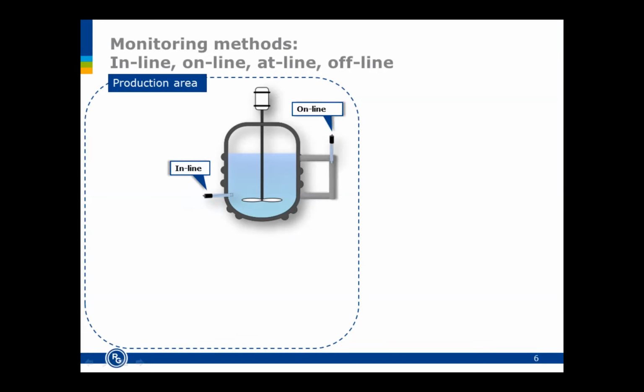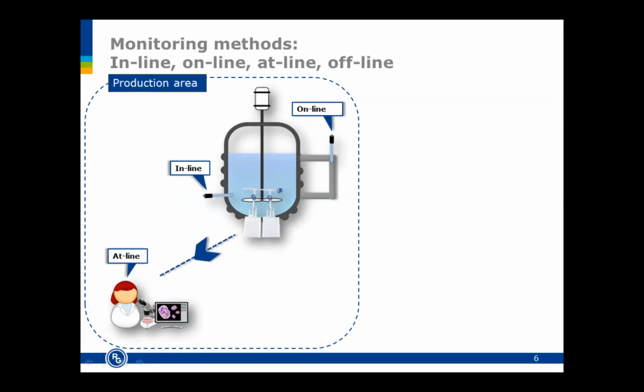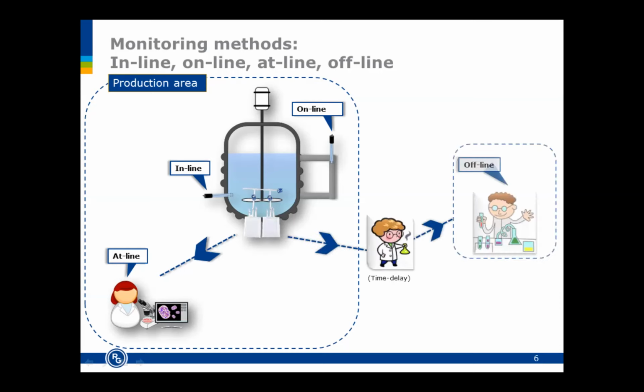If the sample is diverted from the manufacturing process and may be returned to the process stream, then we speak about online sensors. In the case of at-line sensors, the samples are removed from the process stream and analyzed in close proximity to it. And if there is a time delay, because the samples need to be sent to a separate laboratory where the measurement is carried out outside the production area, then we talk about offline sensors.